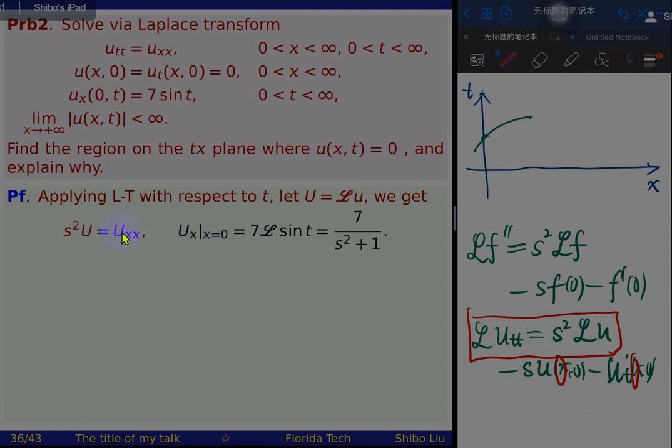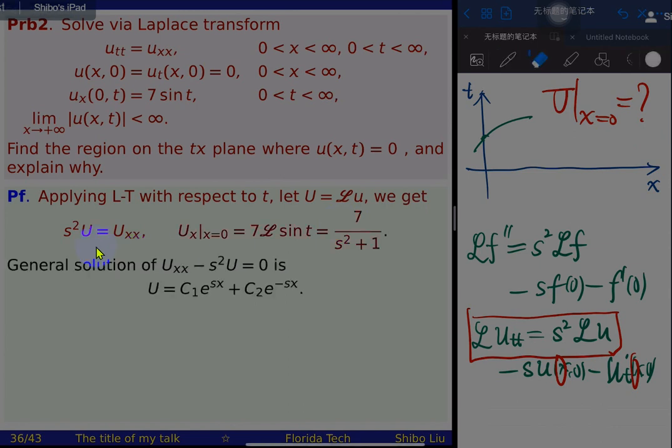So this does not consist of an initial value problem, because to get an initial value problem, you still need to know the value of capital U itself when x equals 0. We don't know this information. Okay, but the bounded assumption will help us. Anyway, we don't care about this missing information for capital U at x equals 0. We simply solve this ODE.